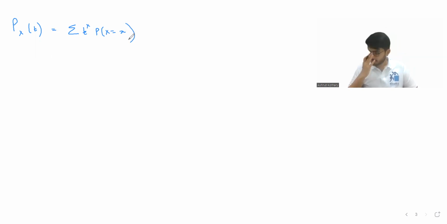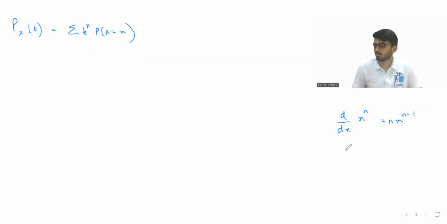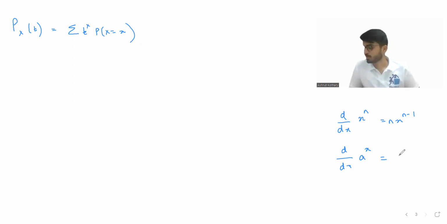Now, before getting into this, answer all these questions first. What is d by dx of x to the power n? n into x to the power n minus 1. What is d by dx of a to the power x? So it's a to the power x into log a.